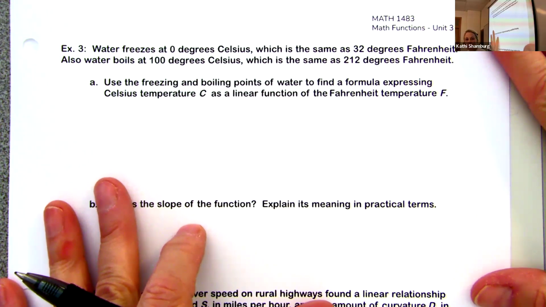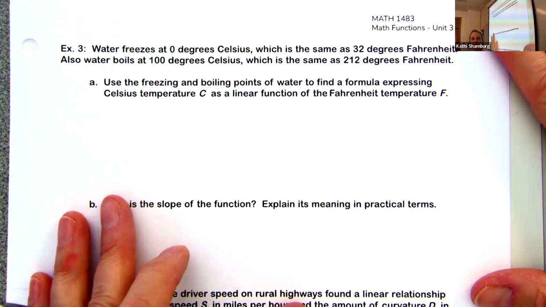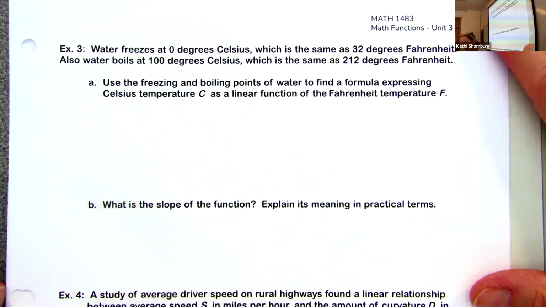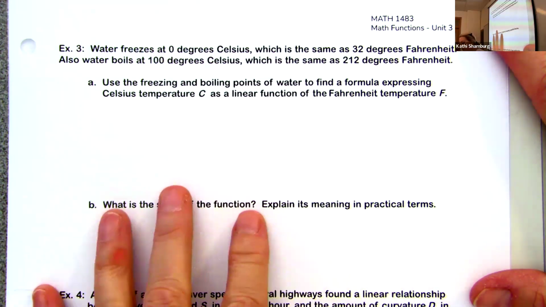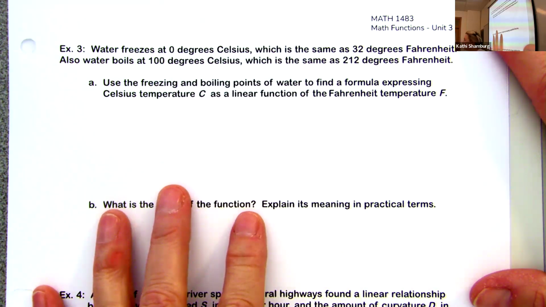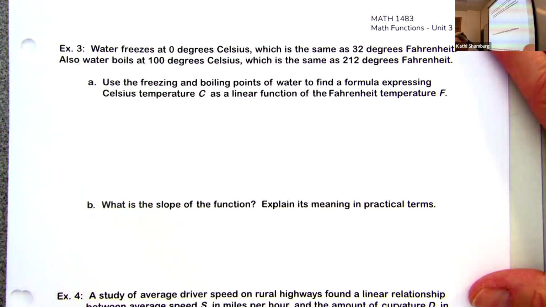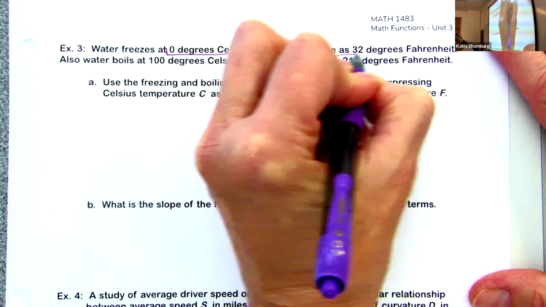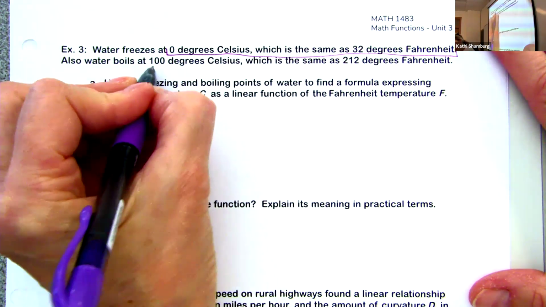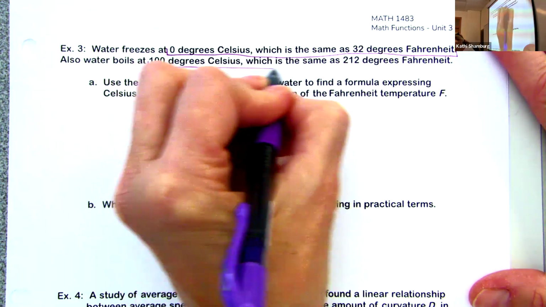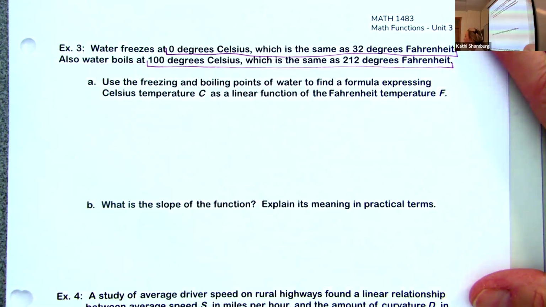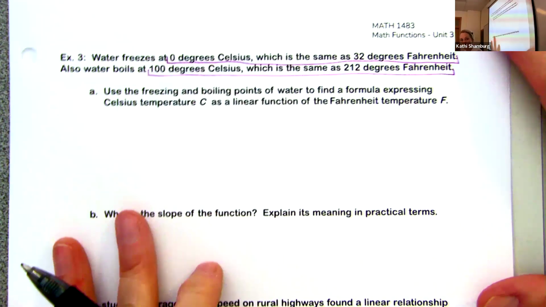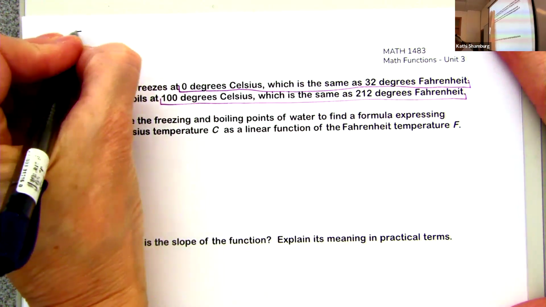Water freezes at 0 degrees Celsius, which is the same as 32 degrees Fahrenheit. Also, water boils at 100 degrees Celsius, which is the same as 212 degrees Fahrenheit. Okay, so when I look at this, I'm going to guess they're giving me some ordered pairs, because they're talking about a relationship. But I don't know yet which one is my function and which one is my variable from what I've read.